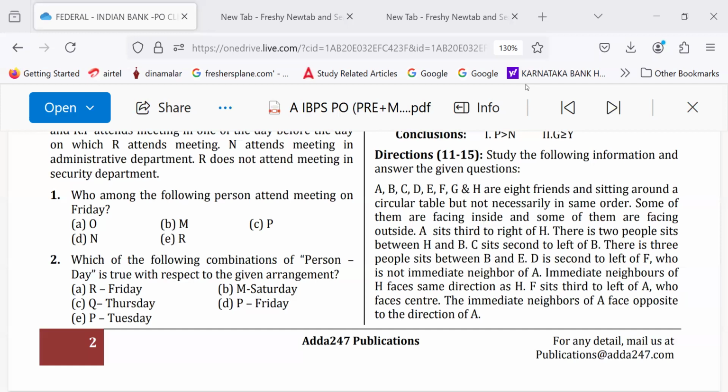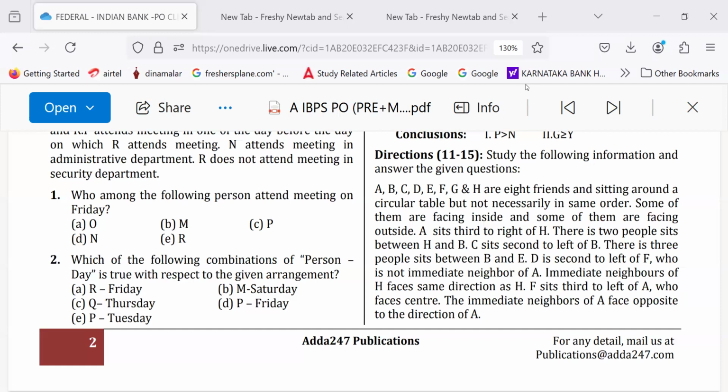C sits second to the left of B. There are three people who sit between B and E. D is second to the left of F, who is not immediate neighbor of A. Immediate neighbors of H face same direction as H. F sits third to the left of A, who faces the center. This only is definite information.